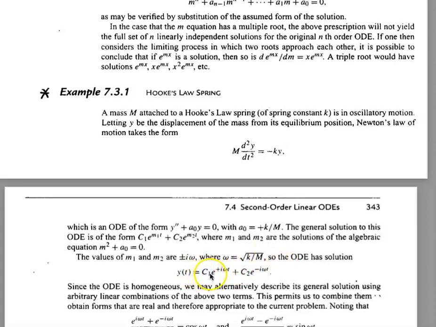You assume some constant c1, e to the positive i omega t, plus some constant c2, e to the negative i omega t. Let's make sure you understand where the omega has come from. Since m is equal to plus or minus the square root of a sub 0, we let omega be equal to the square root of k over m. Therefore, this becomes the general solution to the differential equation.